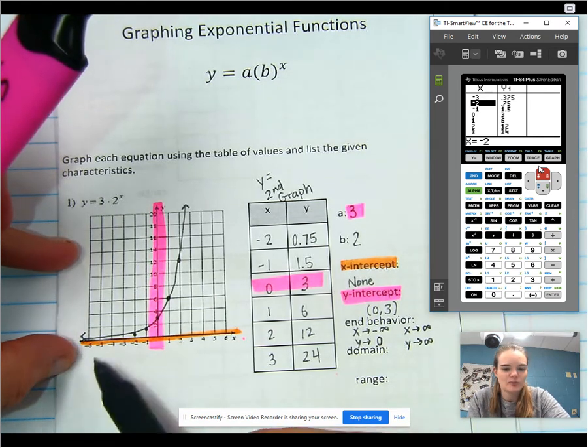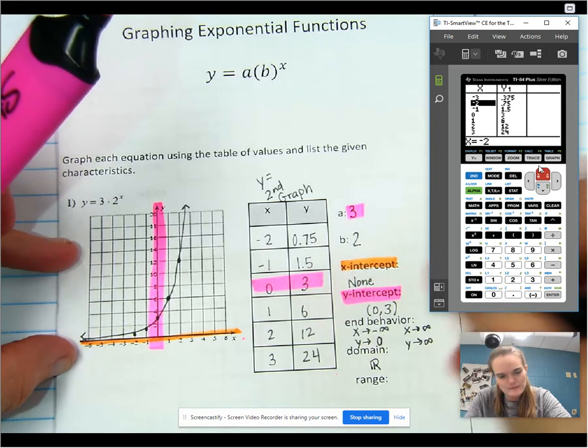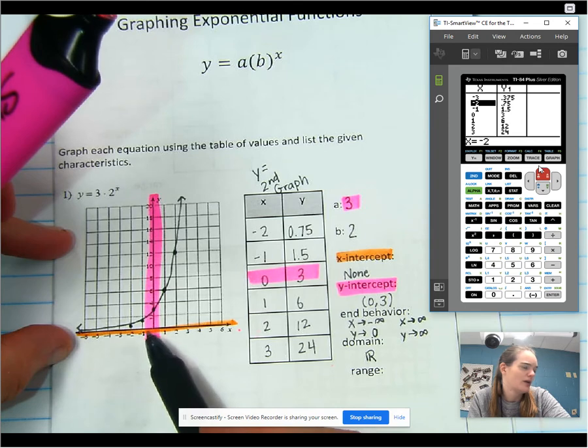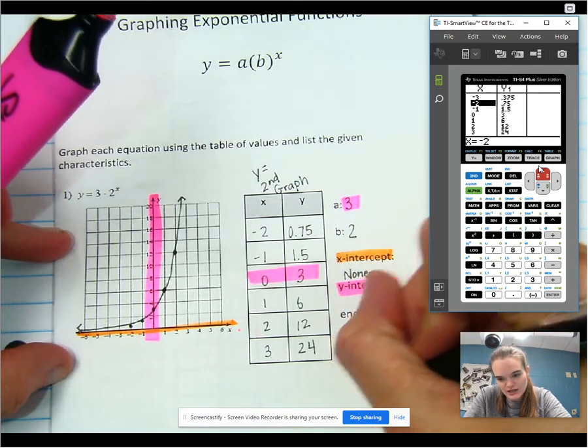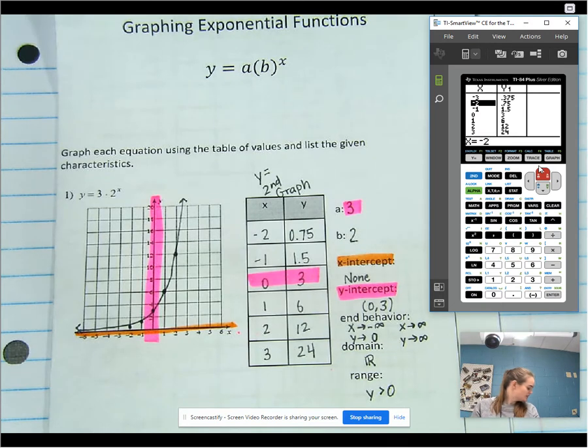Okay, domain. It is pointing both left and right. That is all real numbers. Range. It never goes below the positives. So it is y is greater than 0. It is not or equal to, because it does not actually touch. That is how we do exponential. Open that up. We're going to do 2 and 3 and 4 and 5.